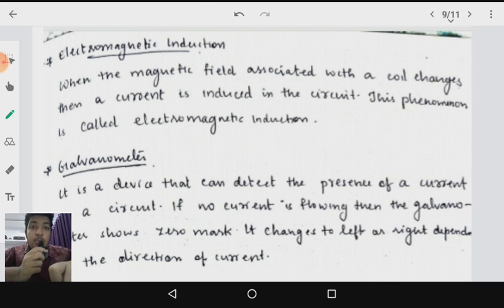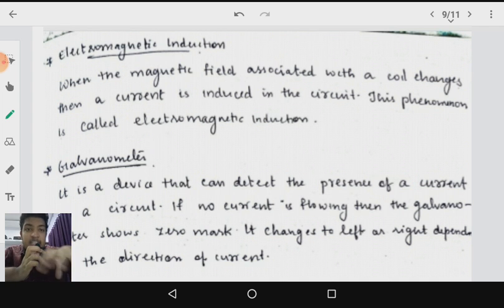Next we are going to study about electromagnetic induction. Now what is electromagnetic induction? So far we have seen that when current is flowing through a conductor, a magnetic field is produced around this particular conductor. Now the opposite of this, that is, when the magnetic field associated with the coil changes, then current is induced in the circuit. Now we studied that current produces magnetism. Now the reverse we are going to study, magnetism produces current.